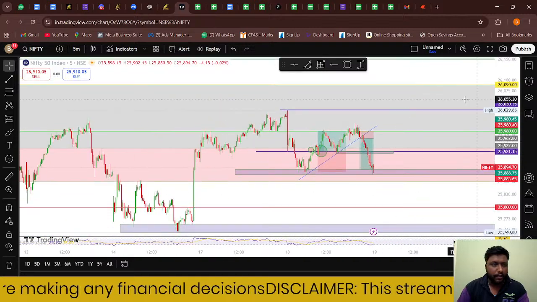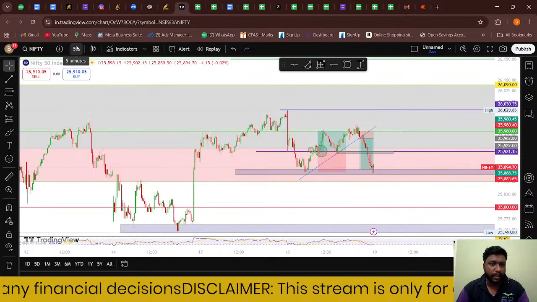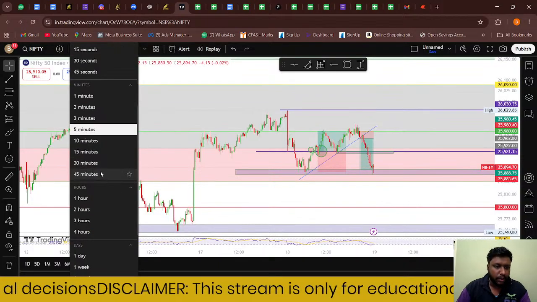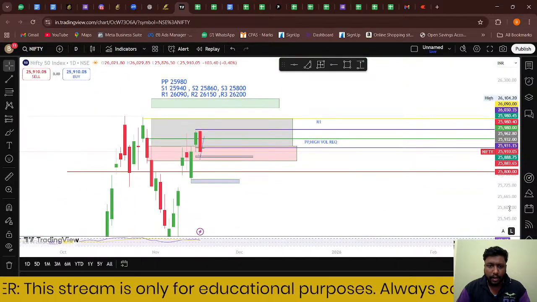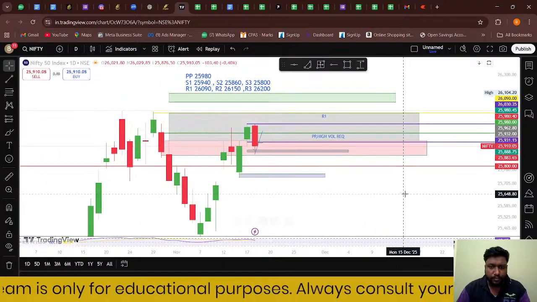So yesterday we had a very bearish sentiment, like a weakness in the market. We will see what it can bring today. So I'll change it to 1 day time frame. Here you can see that.